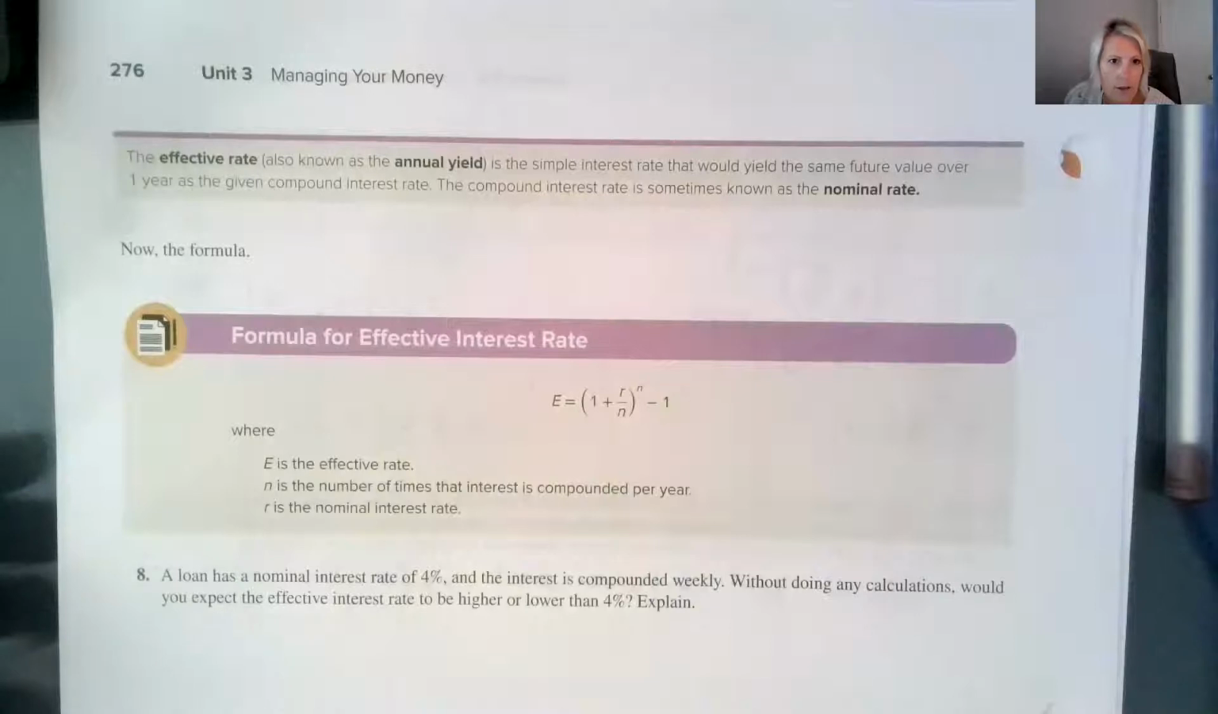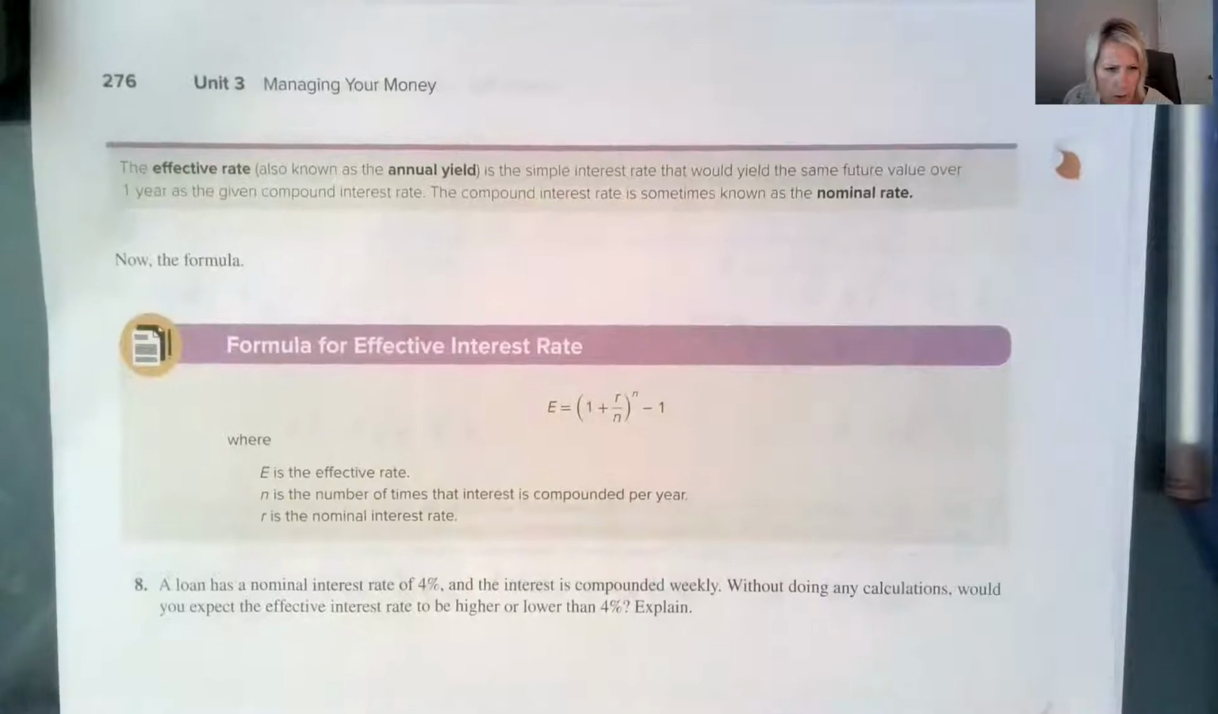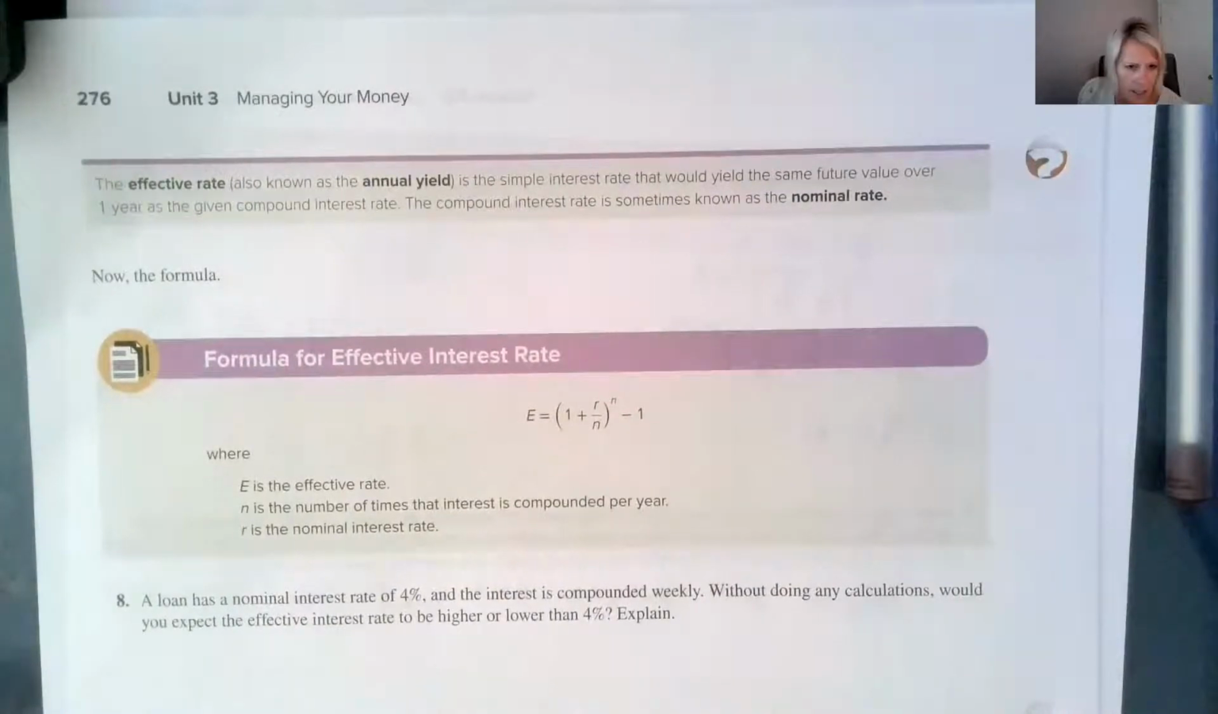So the effective rate, also known as the annual yield, is a simple interest rate that would yield the same future value over 1 year as the given compound interest rate. The interest rate is sometimes known as the nominal rate. Okay, so basically what this does is it puts all of your different compounding options on what we call an apples to apples comparison. So you can really compare them as equal options instead of like, well, this one compounds more times a year, but this one is a lower interest rate, and I don't know which one I'm going to actually make more money.